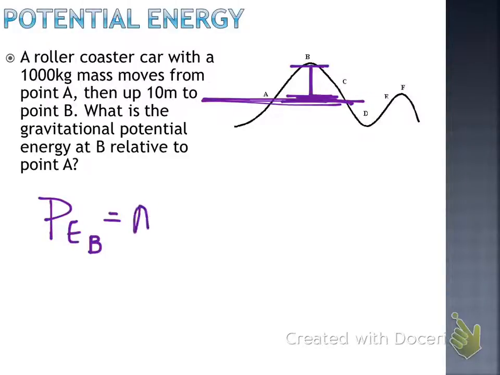Okay, so I would take M times G times H. I don't care about what the height is at point A. This height could be 25 meters, this height could be 35 meters. I don't care. I'm just looking at the difference between those, which we know is 10. Does that part make sense?